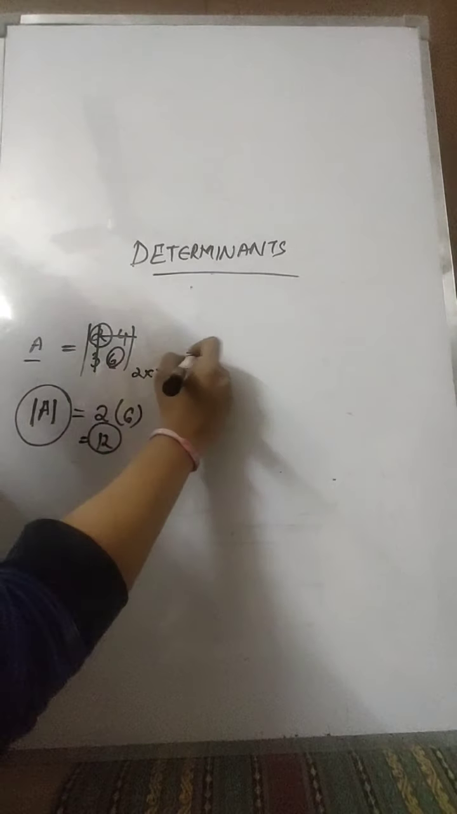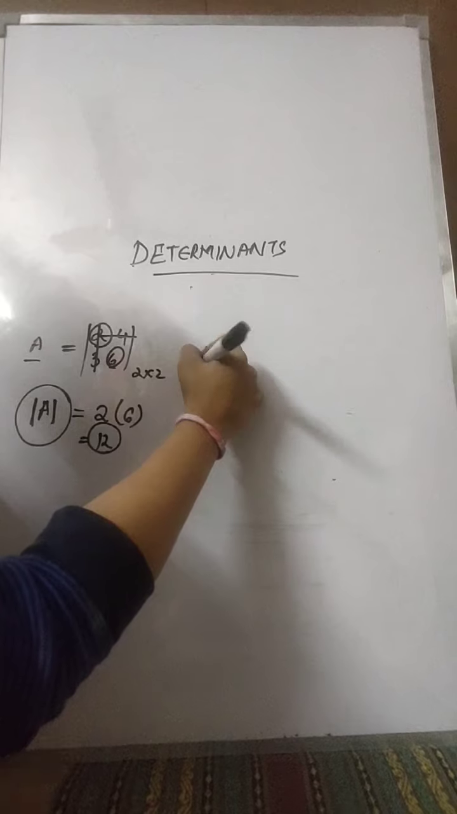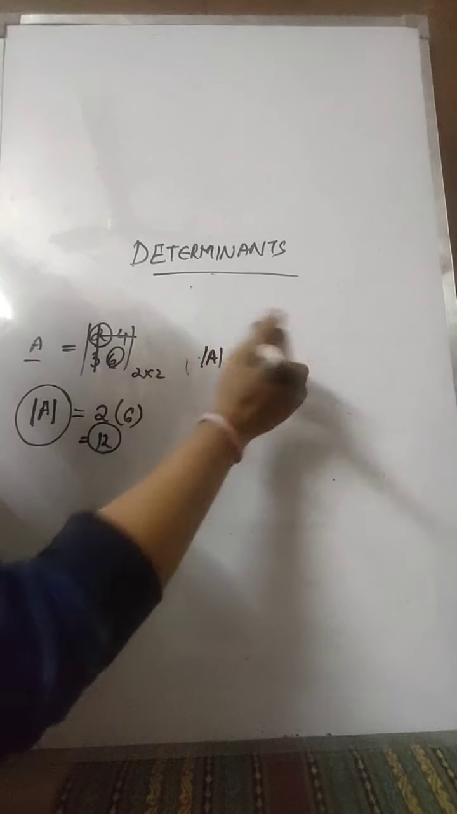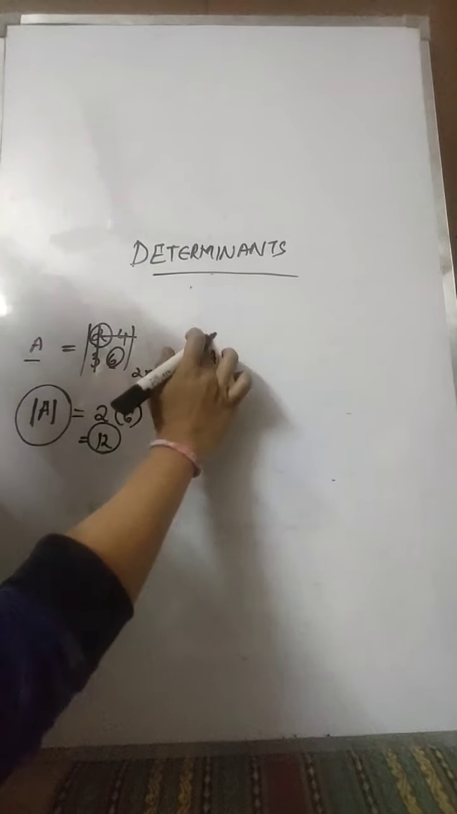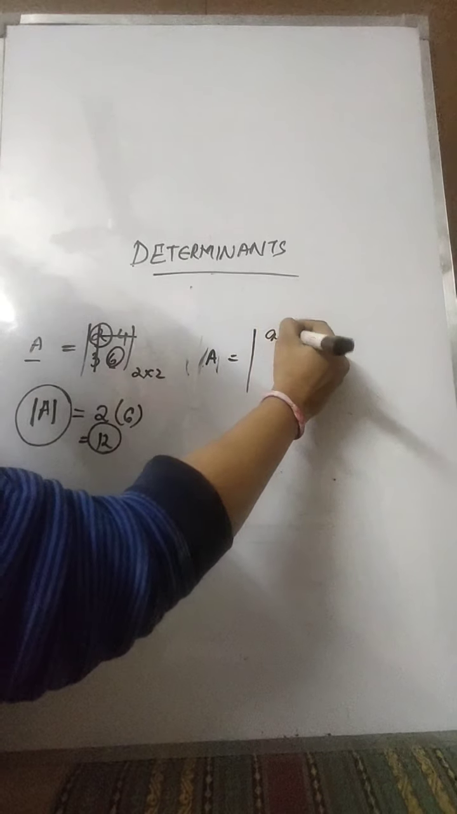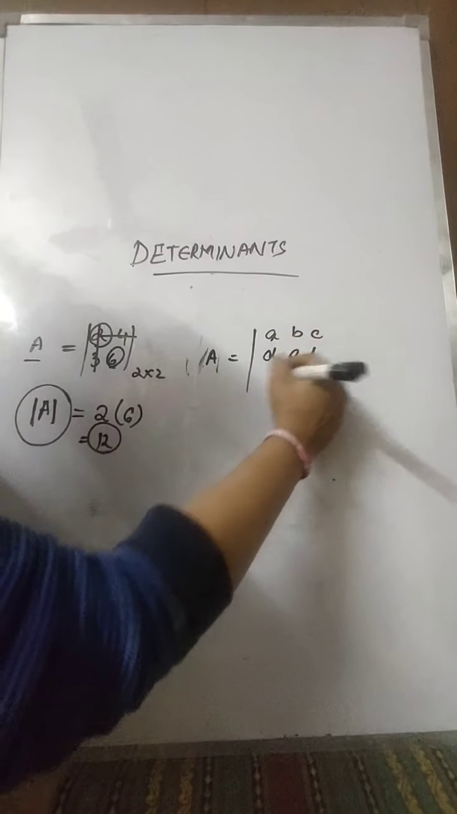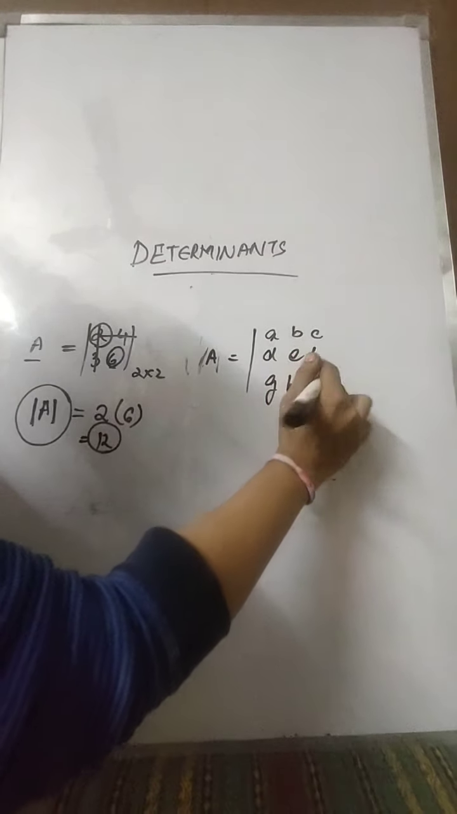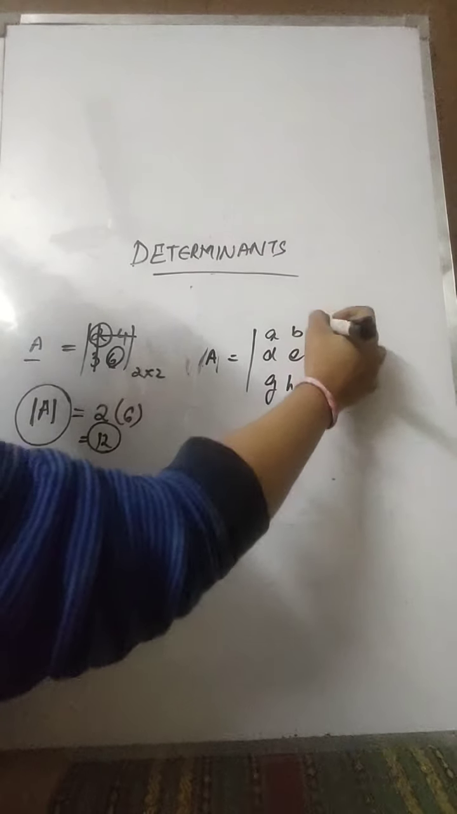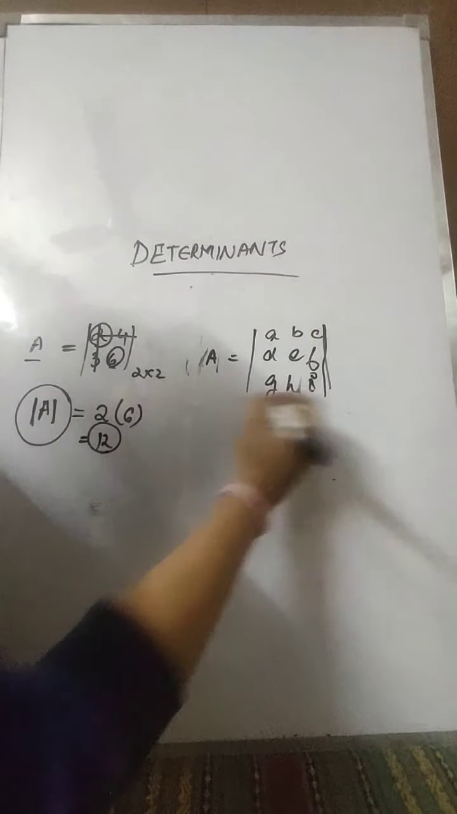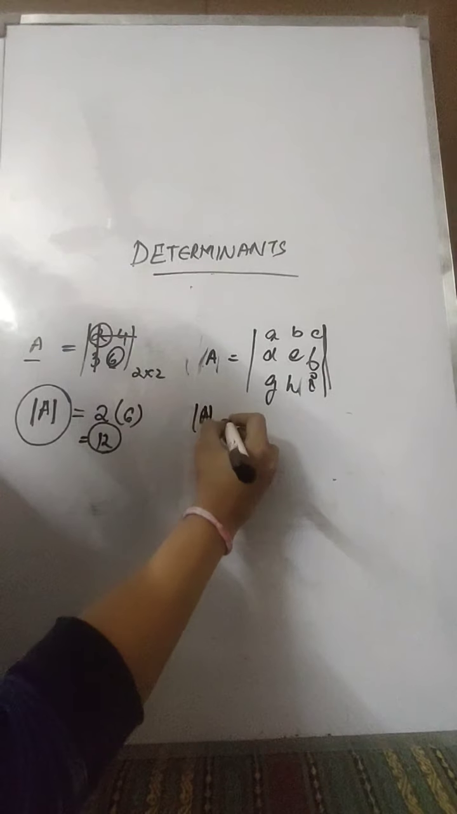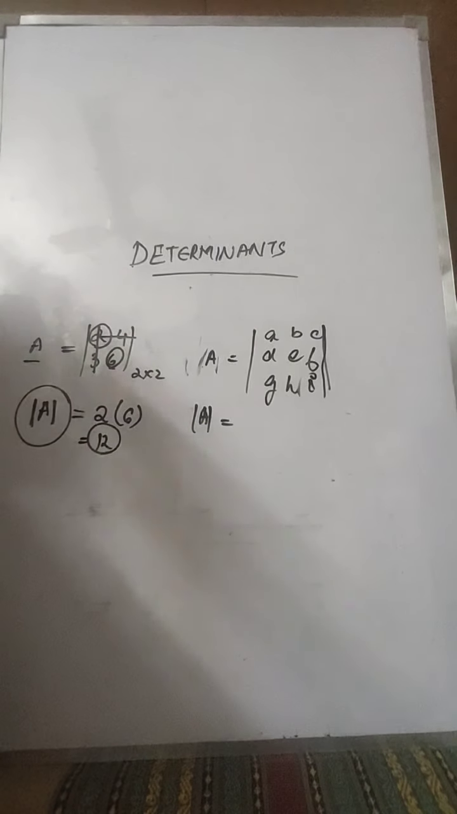Okay, so now I'll explain the determinant of A. Say A is the matrix with elements a, b, c, d, e, f, g, h and i. Okay, so I'm taking this. Now if I have to find it, I'm only expanding with row 1. I will explain with row 2 and row 3 also.